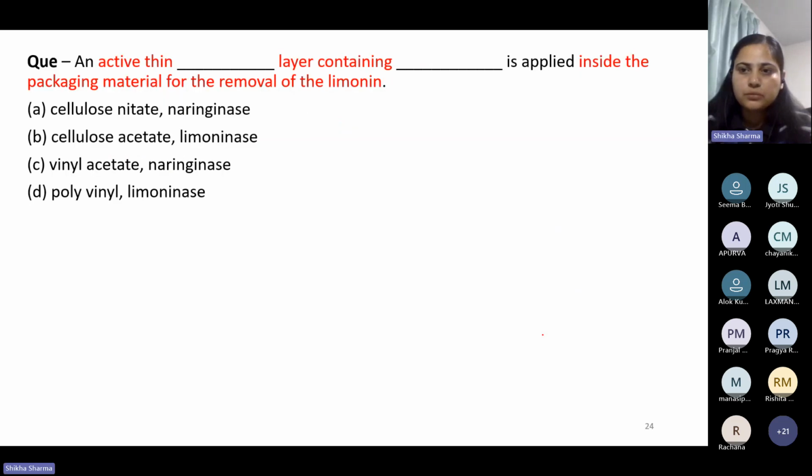An active thin blank layer containing blank is applied inside the packaging material for removal of limonene. So we usually apply some layer into the packaging material so that we can remove limonene. Usually it is found in fruits like citrus fruits or maybe grapes, mainly citrus fruits.